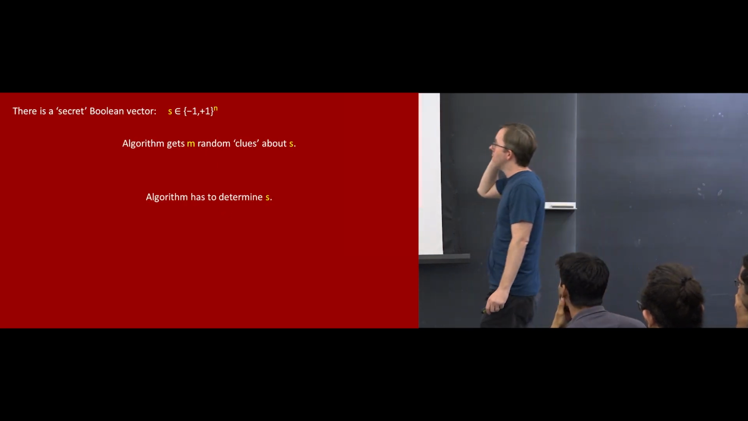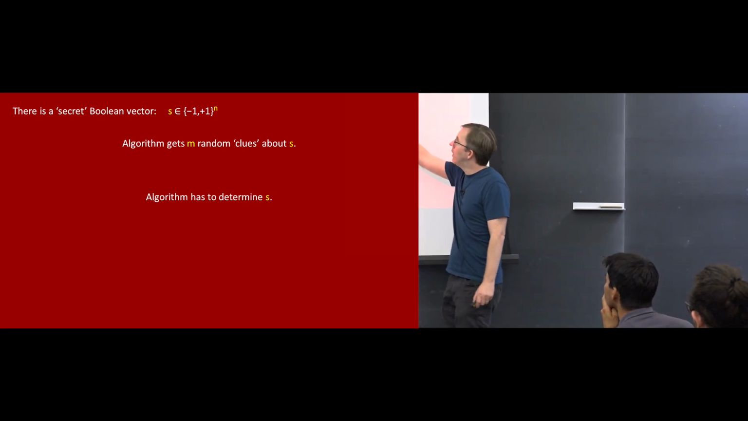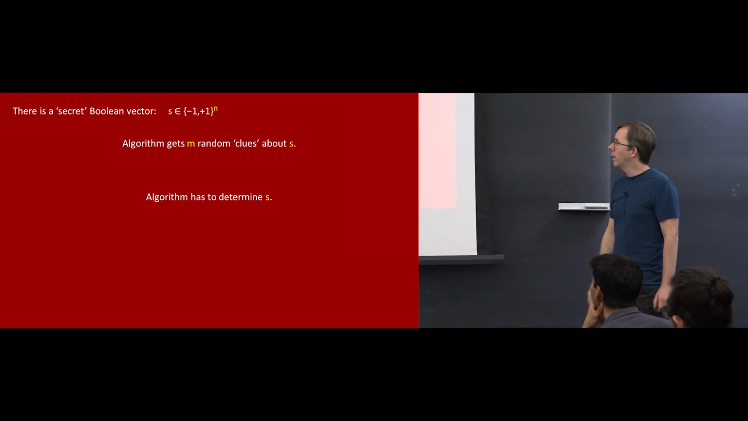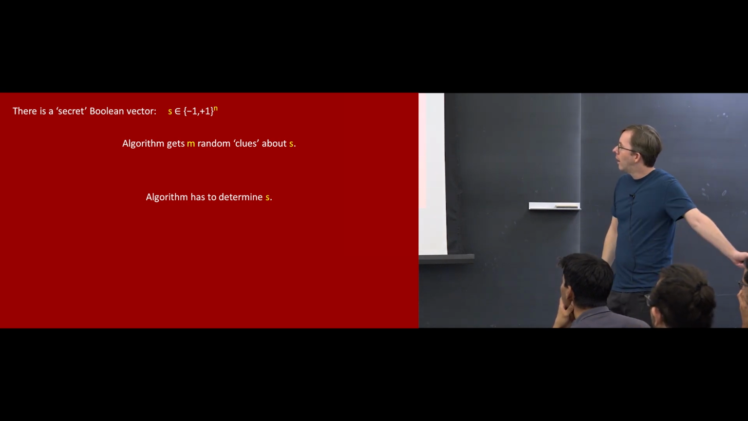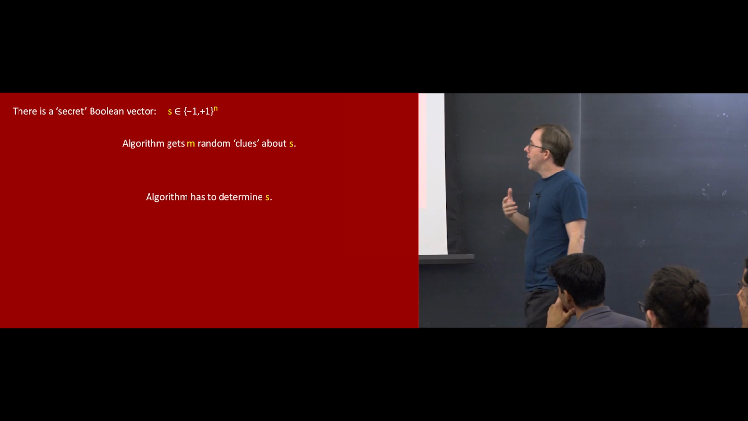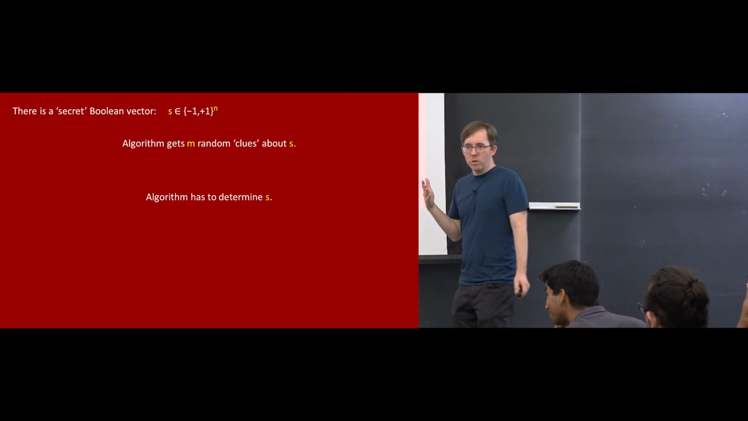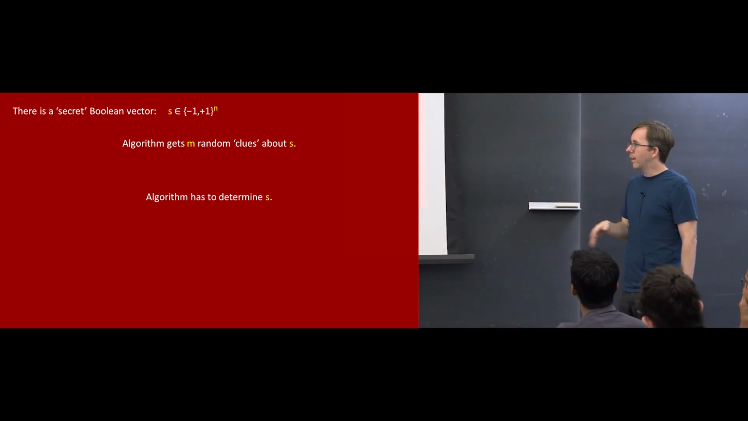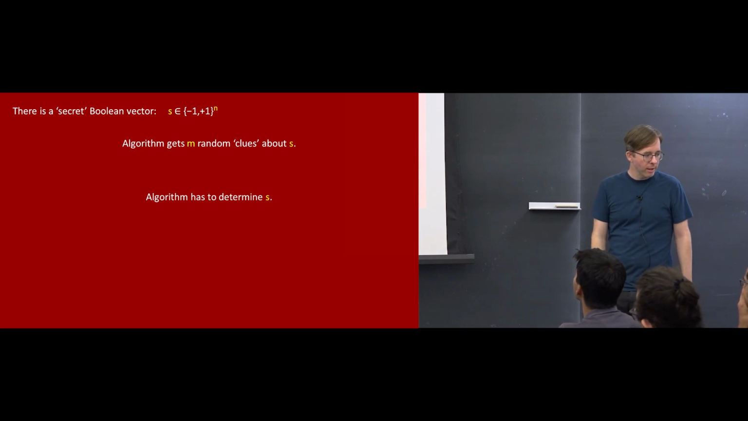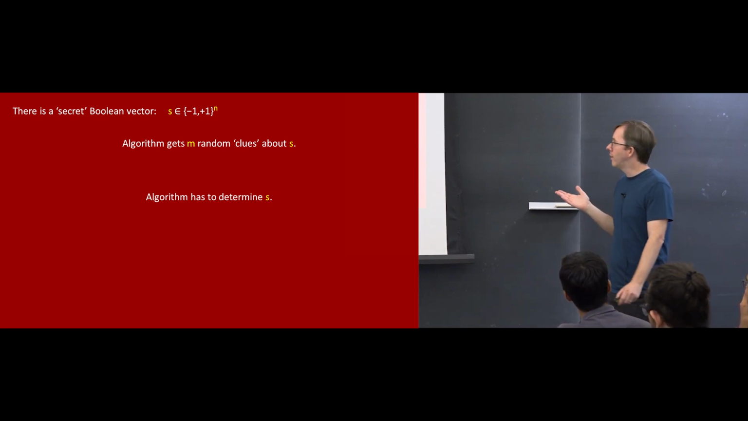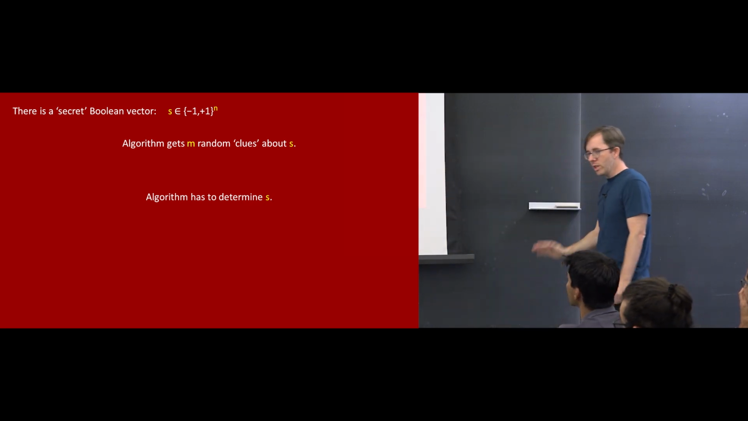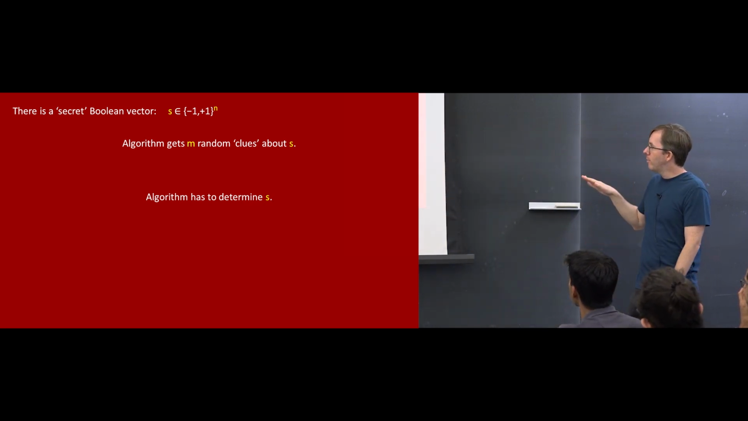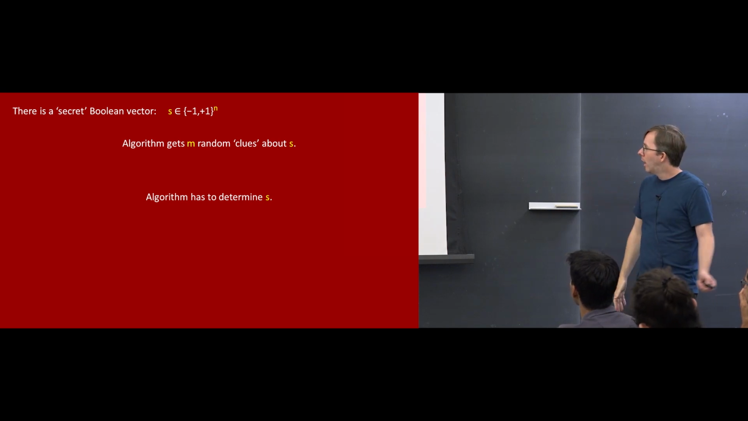Okay, so here's the task. There's a secret Boolean vector called S that's n bits long, and bits are always going to be plus or minus 1 in this talk. Your algorithm gets m random clues about what this vector is. I'll say what a clue is later, but it gets a bunch of clues about S. You're probably thinking the task is to determine what the secret vector S is from these clues, which is a valid task, but I'm going to make the task a little bit simpler to turn it into a yes or no problem.